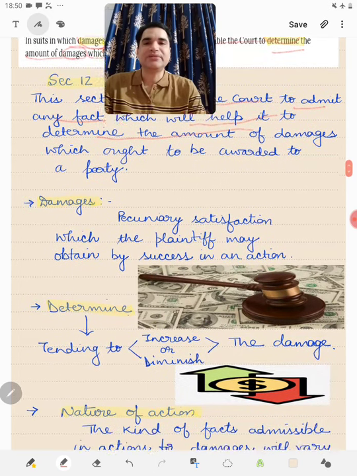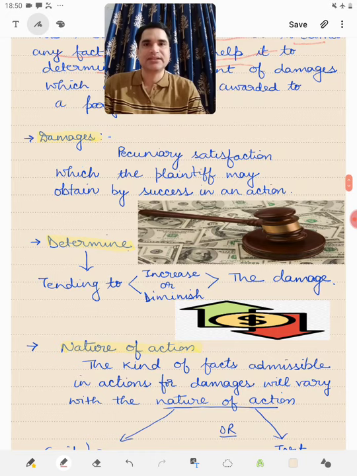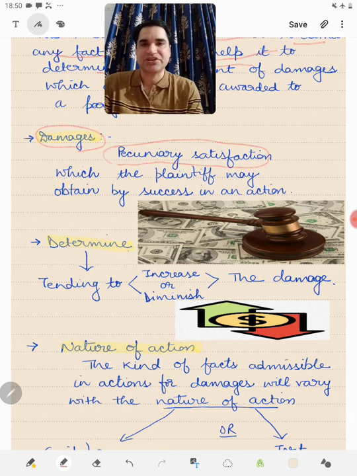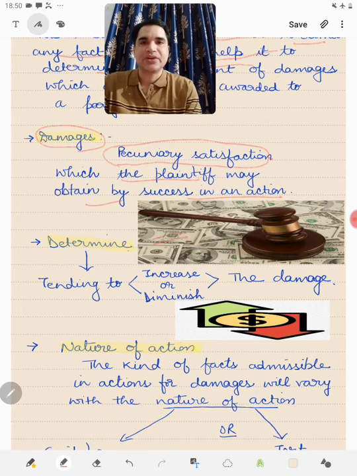Now, what is the meaning of the term damage, or in what sense has the term damage been used? Generally in section 12, the word damage has been used in the sense of pecuniary satisfaction, that is, monetary satisfaction, which the plaintiff may obtain if he succeeds in his action. So damage here basically means the monetary compensation or pecuniary satisfaction which is sought by one party.